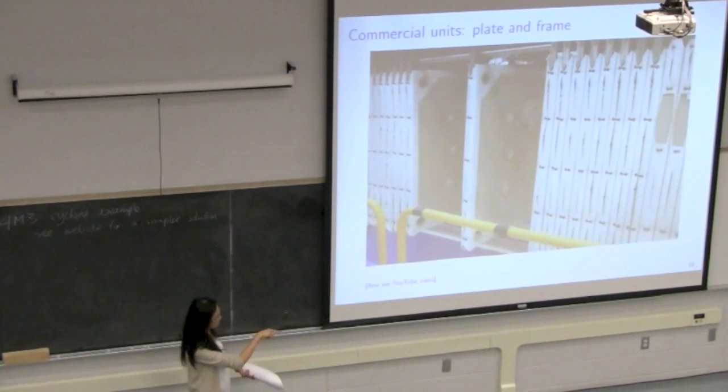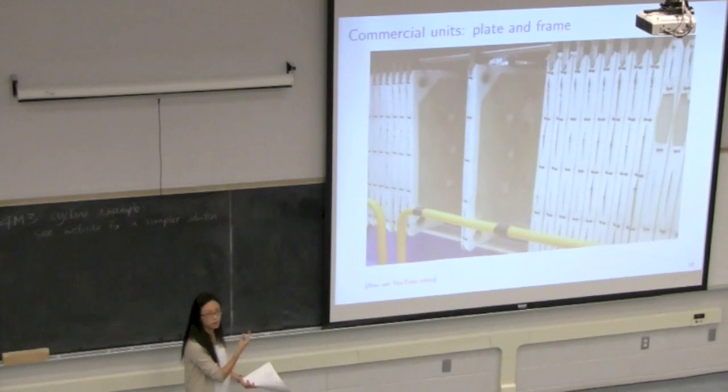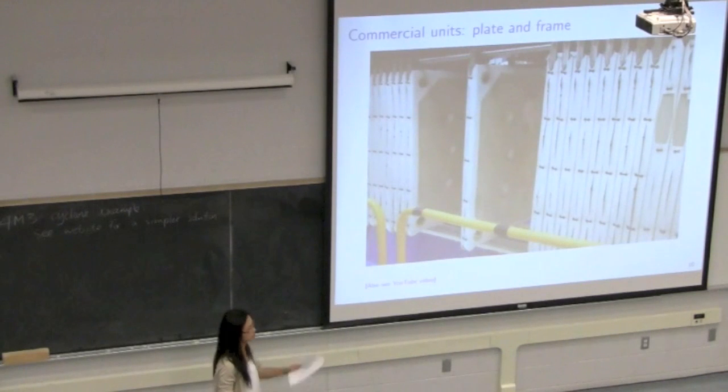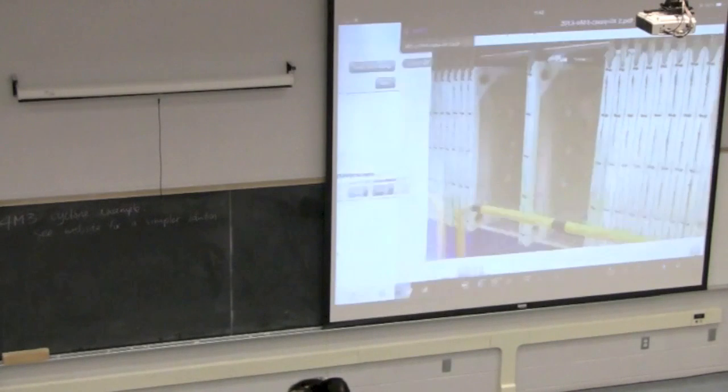So to remove the cake, you would have to stop the operation and move the plate and frame one by one to let the cake fall out. So that's a little more costly because you are losing money with downtime, and you need a little more labor to operate this. So here's an animation of plate and frame.